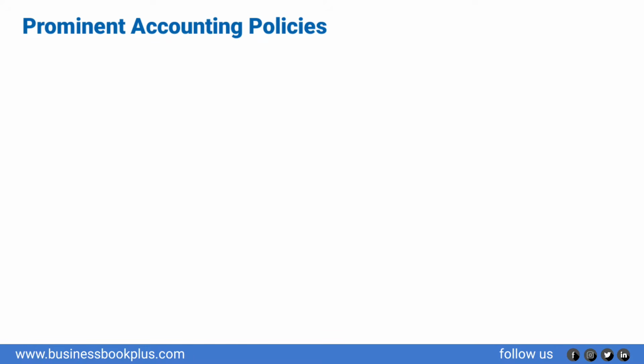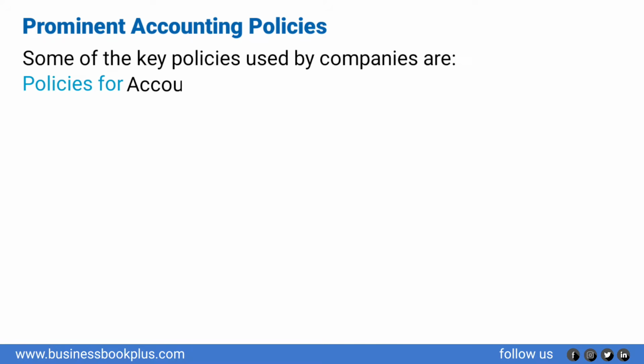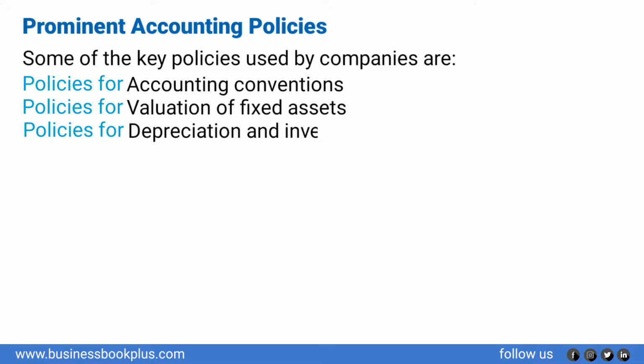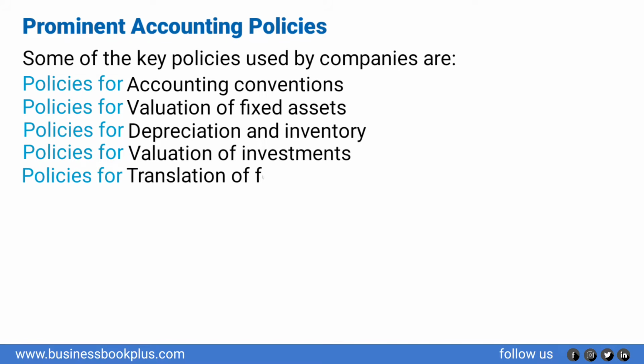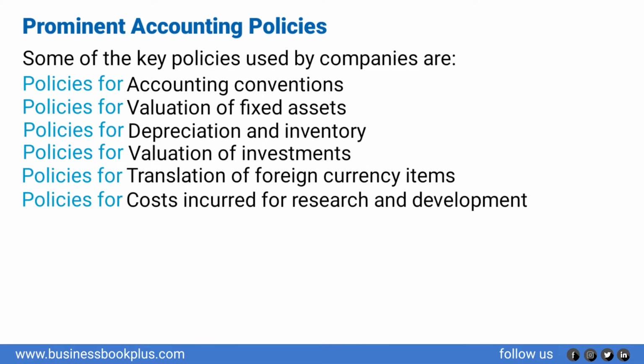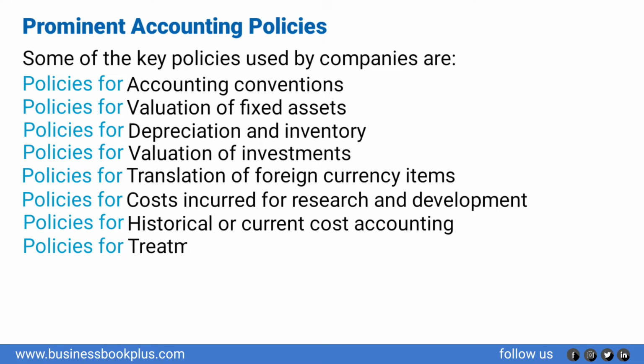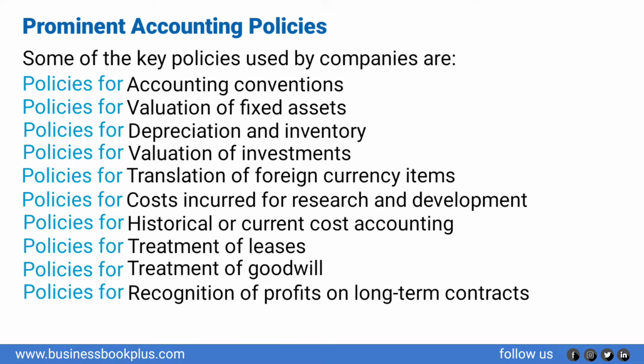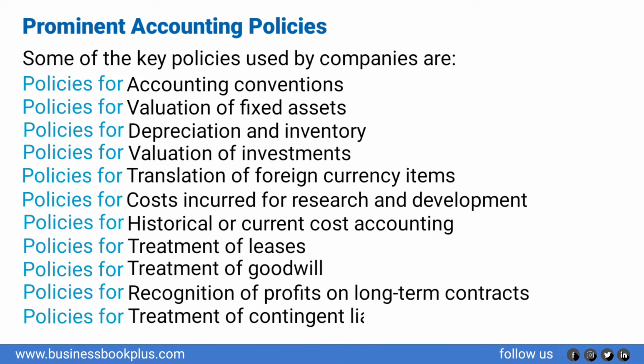Prominent accounting policies. Some of the key policies used by companies are policies for accounting conventions, policies for valuation of fixed assets, policies for depreciation and inventory, policies for valuation of investments, policies for translation of foreign currency items, policies for costs incurred for research and development, policies for historical or current cost accounting, policies for treatment of leases, policies for treatment of goodwill, policies for recognition of profit on long-term contracts, and policies for treatment of contingent liabilities.